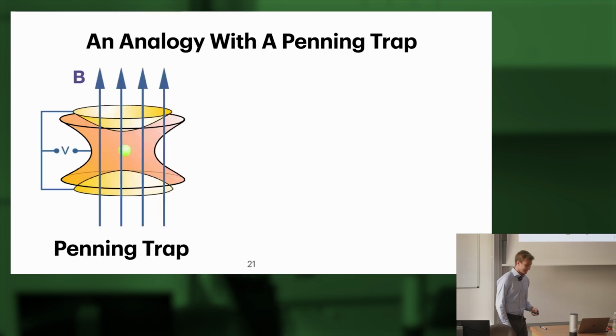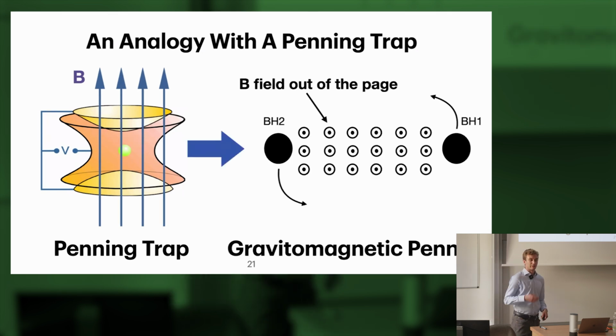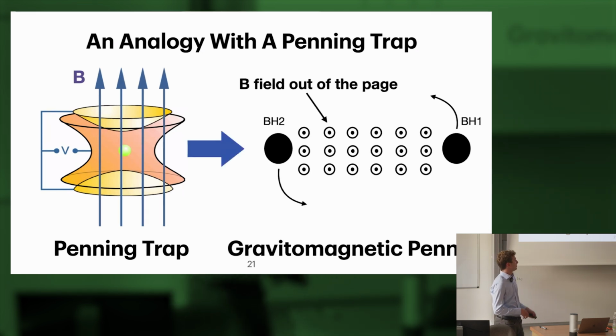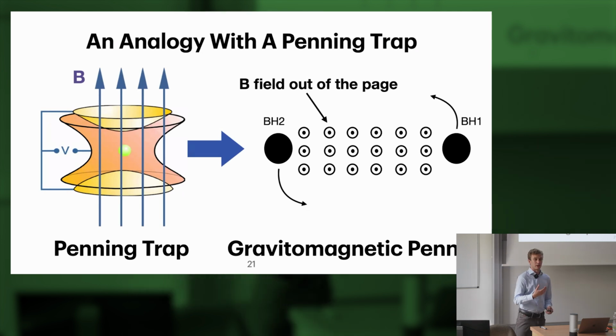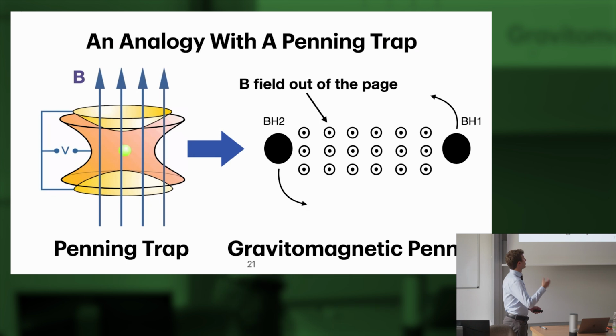Let's recall what a Penning trap was. Again, in a Penning trap, the end caps of the trap have an electrostatic potential. We force the particle to be trapped in the z direction, and the magnetic field traps in the x and y direction. So if we make an analogy with a binary black hole system, call it a gravitomagnetic Penning trap, we have, again, 2 black holes orbiting each other, and we have a magnetic field that is aligned perpendicular to the plane of rotation of the black holes.